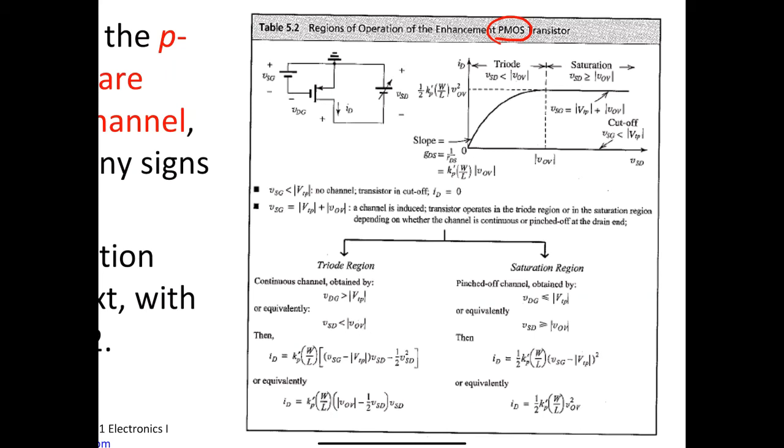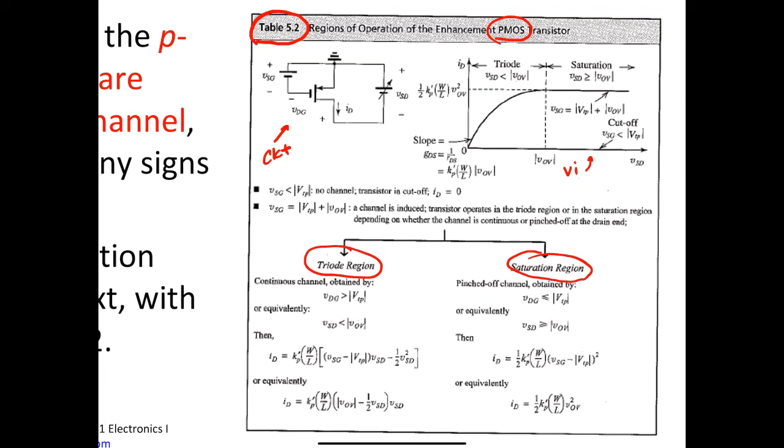Now, if you understand table 5.1, 5.2 is laid out in the exact same way. What does the basic test circuit look like? What does the VI curve look like? How do we define the behavior in the triode and saturation regions?